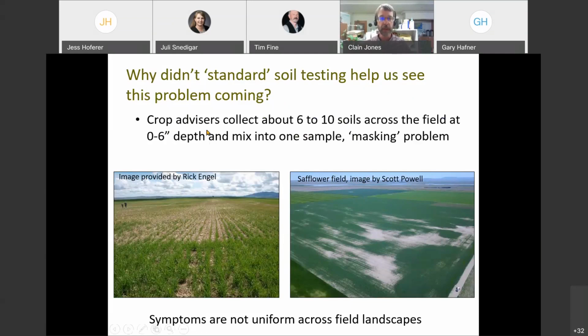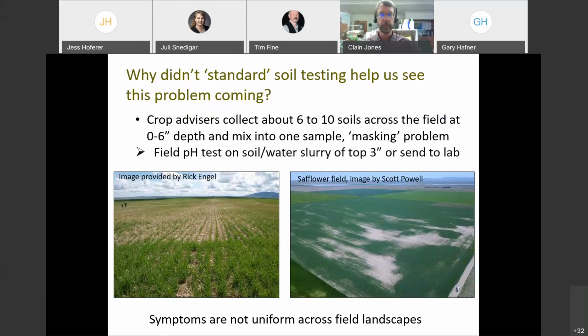The other thing is the lowest pH is actually in the top 2 or 3 inches. Typically, the top 6 inches is sampled, and it can be a lot higher in that 3 to 6 inch range than 0 to 3. That can end up masking the problem as well. So I recommend sampling just the top 3 inches, which is going to have the lowest pH, to look for this problem.